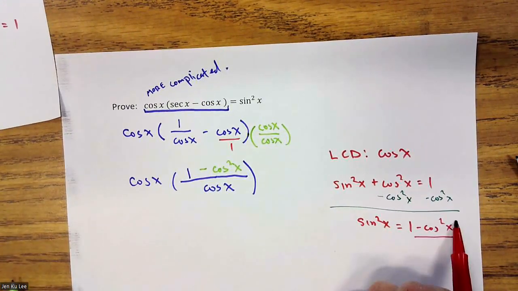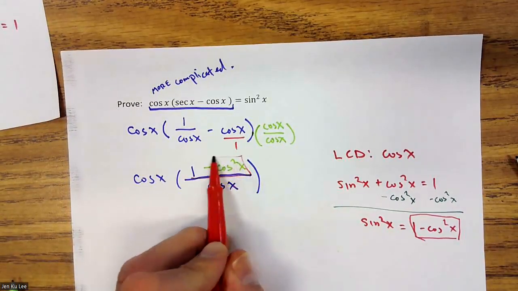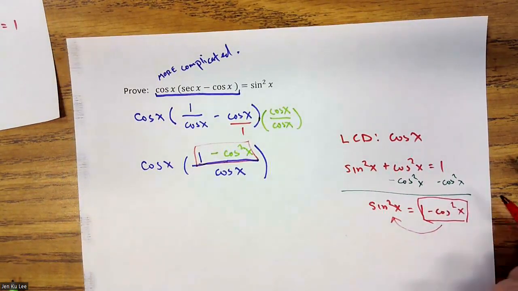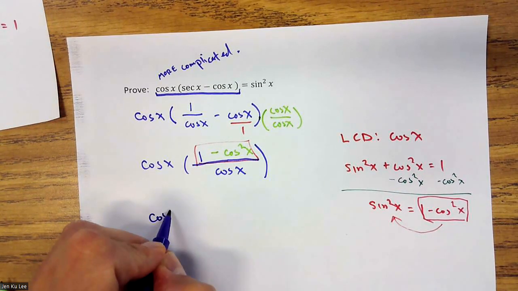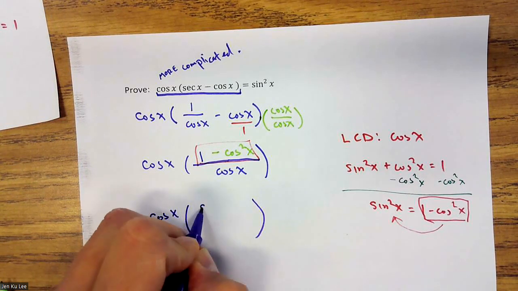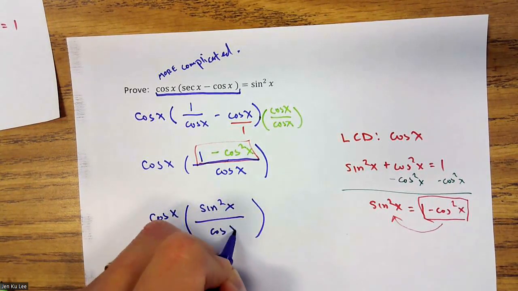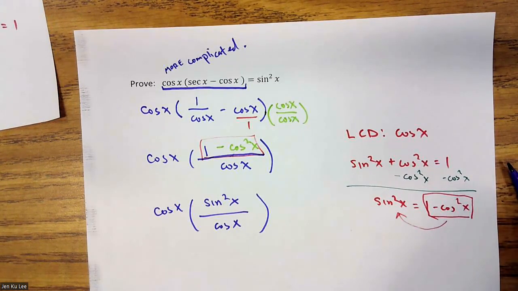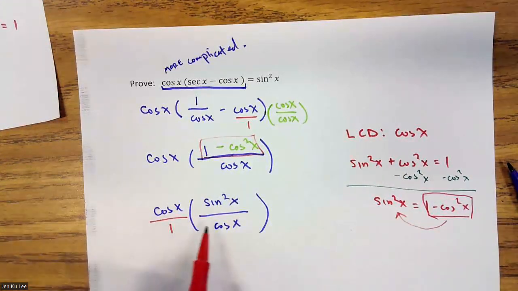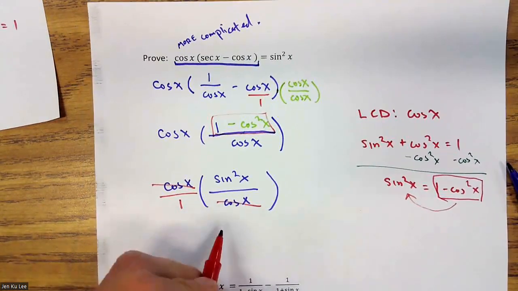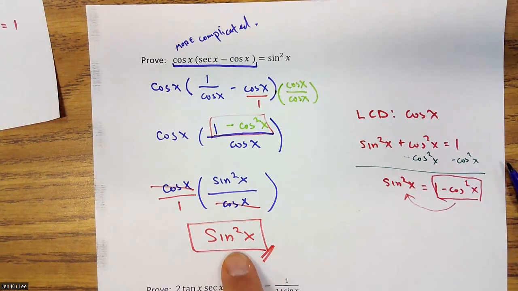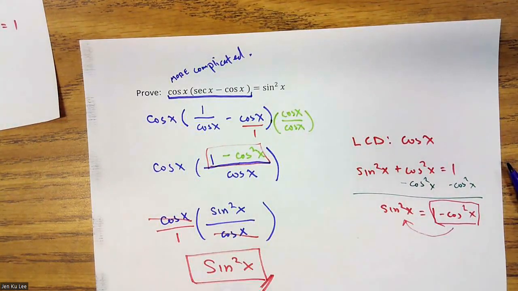And since 1 minus cosine squared x is the same thing I have here, I can substitute sine squared x into this, okay? So I have cosine x times sine squared x over cosine of x, right? Now I see cosines on the top and the bottom, when I multiply, those guys cancel out, and we're left with sine squared x. And as long as this guy is the same thing as this guy, it looks like the other side, right? Then you're good, okay?